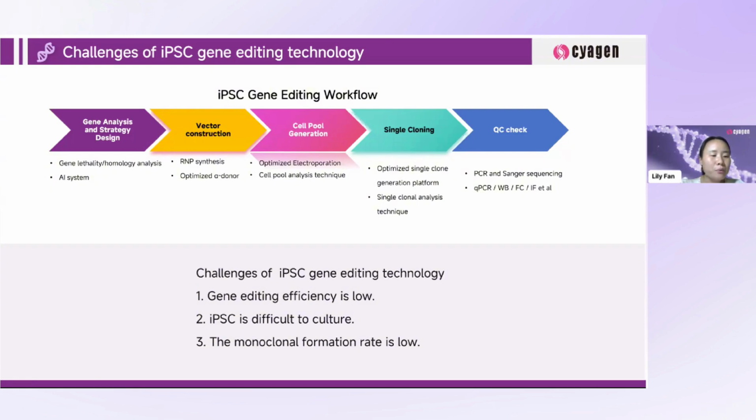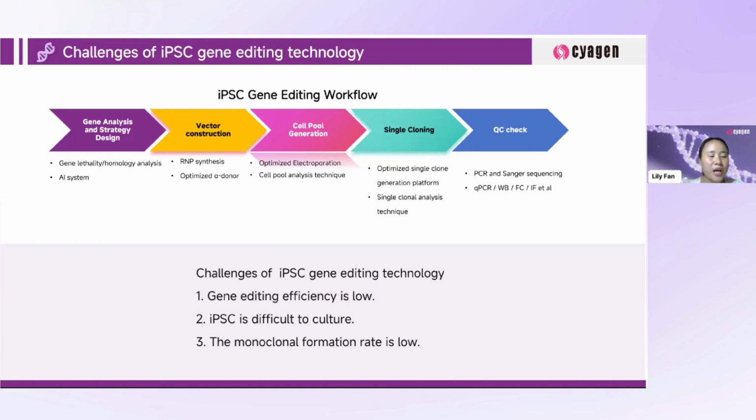The transfected pool with high efficiency will be selected for single clone generation. It will take about 2 to 3 weeks for iPSC single clone generation. PCR and Sanger sequencing are used for positive clone screening. To validate the positive clones, we will do a second round of sequencing and confirm the clones.